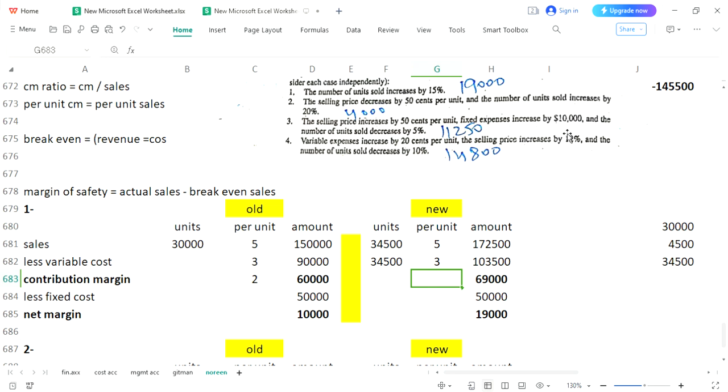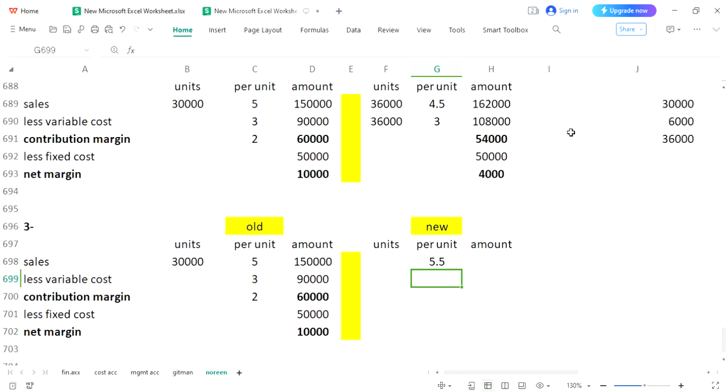Fixed expenses increased by 10,000. So now, for the first time, he himself is saying that fixed cost would be increased from 50,000 to 60,000, by 10,000. The initial fixed expenses were 50,000. Now you will add 10,000 according to the question. So your new fixed cost would be 60,000.